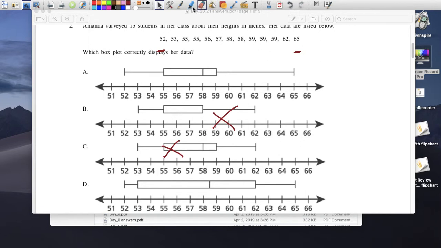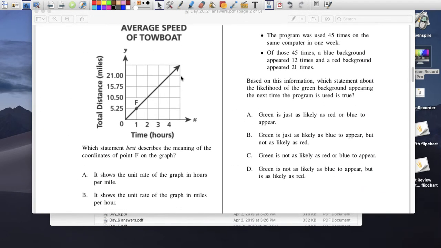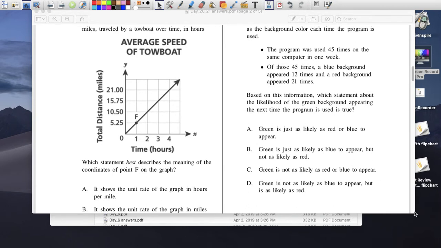So let's find the median. The median would be, let's see, 1, 2, 3, 4, 5, 1, 2, 3, 4, 5, and the median is 58. Does either of them have a median of 58? Yes, this one has it right here. So right away, A is our correct answer. Easy.